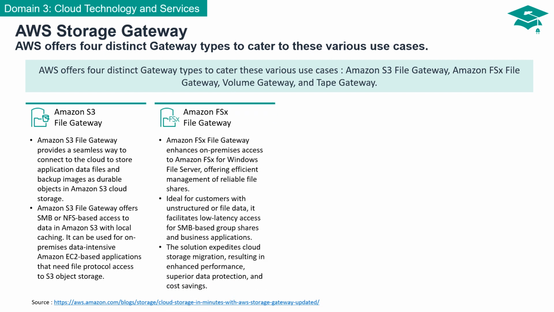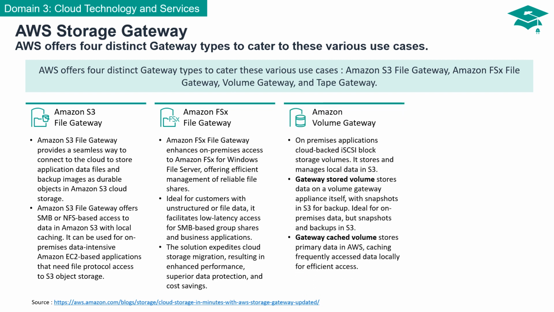Now, let's talk about Amazon FSx File Gateway, enhancing on-premises access to Amazon FSx for Windows File Server. Ideal for unstructured or file data, it ensures low-latency access for SMB-based group shares and business applications, accelerating cloud storage migration for enhanced performance, data protection, and cost savings.